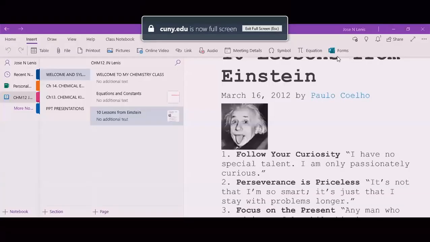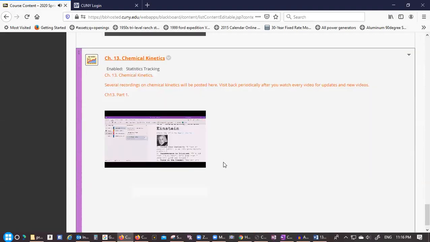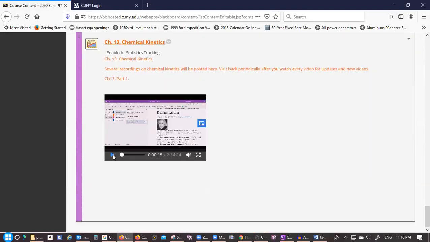You can increase the screen, and then okay. That was the recording that is there. So again, just come here and check the newest recordings.